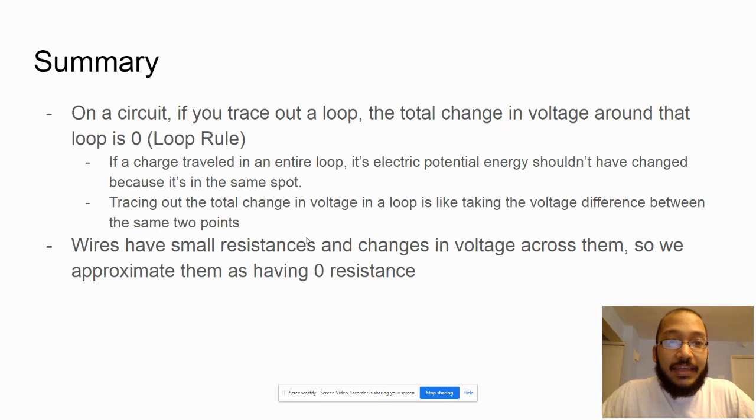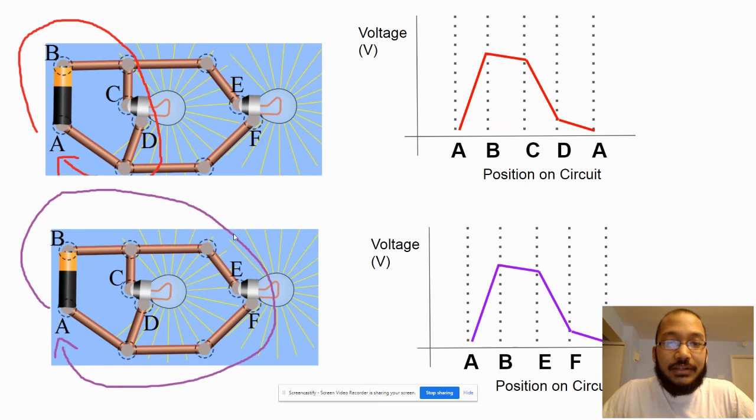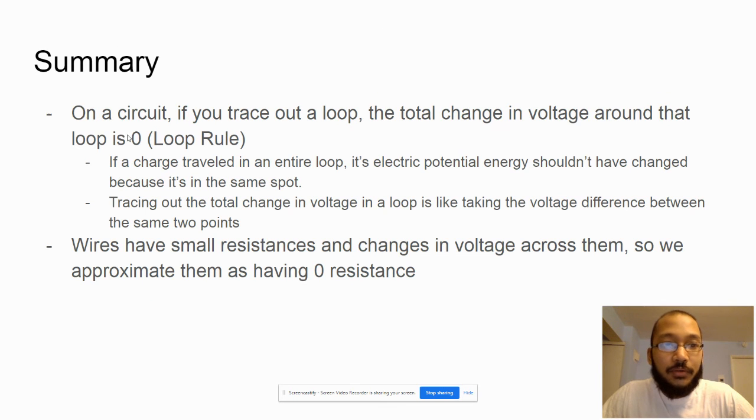But as you go around in a loop, if I start at A and I go around in a loop, I'm ending up at A. So the total voltage difference between A and A should be 0. I should end up where I started. So the total change in voltage should be 0. And that's what we call the loop rule. When I go in a loop, the total change in voltage is 0.